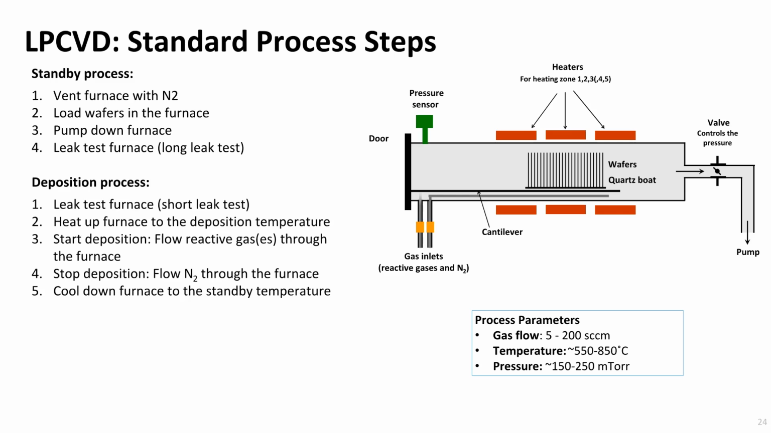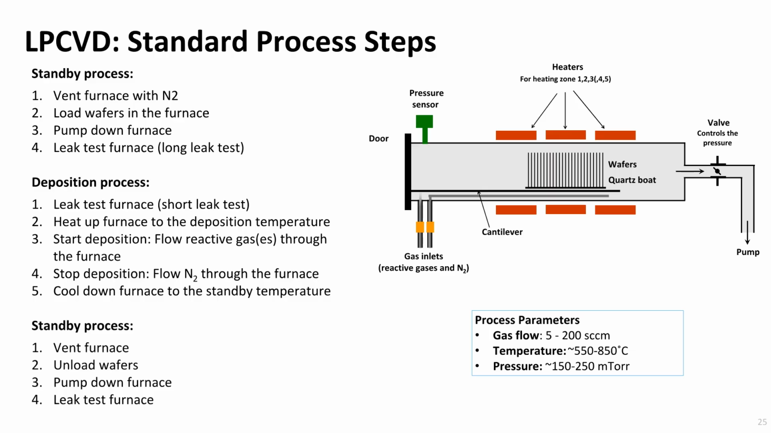Once the set temperature is reached, gases are introduced into the chamber and the deposition takes place. After the deposition, the furnace is purged with nitrogen for an extended period of time to remove all toxic process gases while the furnace cools down to standby temperature. Once the furnace has cooled down to standby temperature, wafers can be unloaded using the standby recipe. After closing, the chamber is set into an idle state using a standby recipe that includes another leak test and leaves the furnace under vacuum with a nitrogen flow.